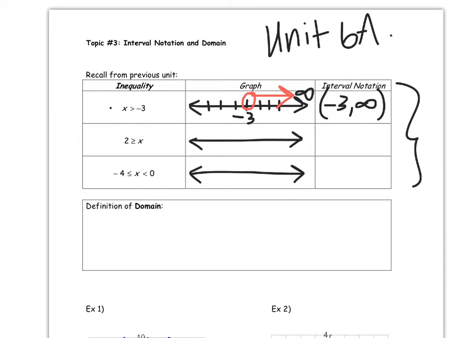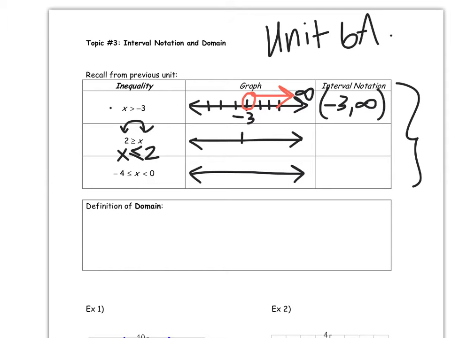Alright, so the next one I have 2 is greater than or equal to x, which means 2 is bigger than all of the values that I'm going to shade. I'm going to actually write this the other way as well. I'm going to just switch this because I like to put the x first and the 2 second. And then if I switch that, I have to make sure that it's still pointing at the x. So that means the same thing as x is less than or equal to 2.